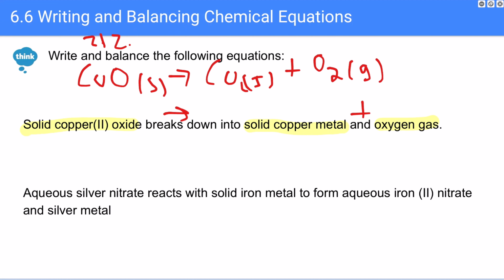So again, double check, make sure you've written everything correctly. Now go back and balance. 2 oxygens on the right side, 1 on the left, a 2 goes in front, and then a 2 goes in front of copper. So again, it's just a work in progress to work through and balance those equations. Let's try one more here.